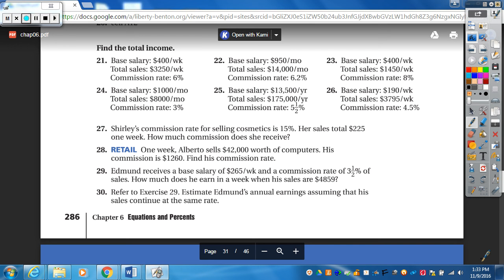25, we have a base salary, and we have a total sales, and we want to know the commission rate. Now, in order to get the total income, we're going to go ahead and take the base salary and add in the commission.